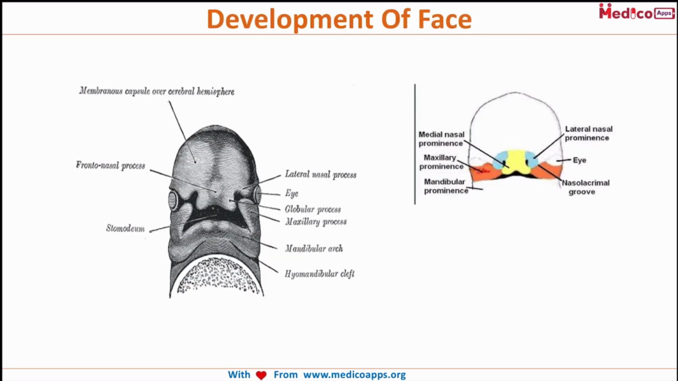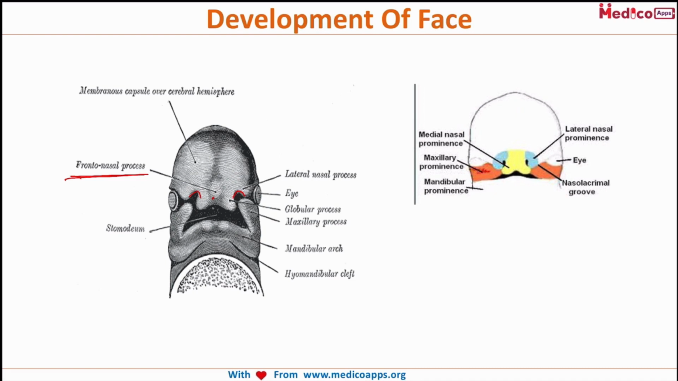Now the oropharyngeal membrane is surrounded by several prominences. Prominences means processes that will eventually give rise to the face. So the frontonasal process, this structure, this is the frontonasal process. They arise from the neural crest cell and they cover the forebrain. So it will give rise to 2 medial nasal processes and 2 lateral nasal processes. So 2 medial and the 2 lateral nasal processes.